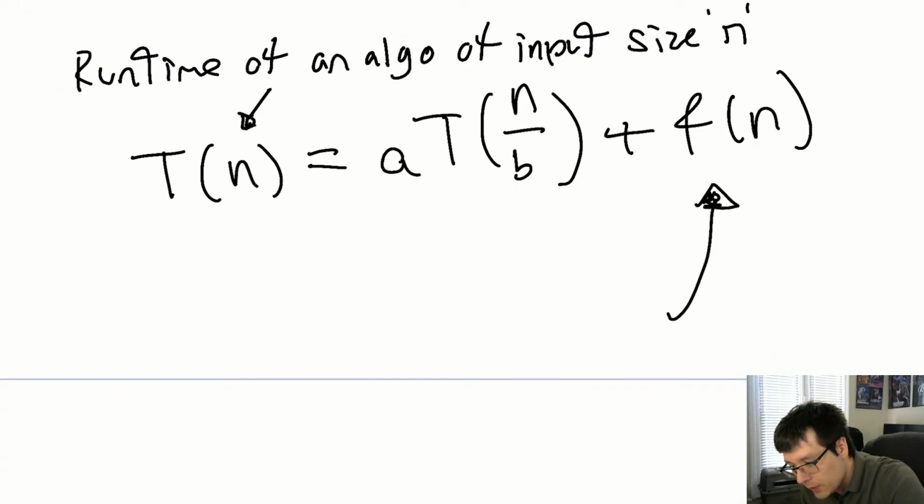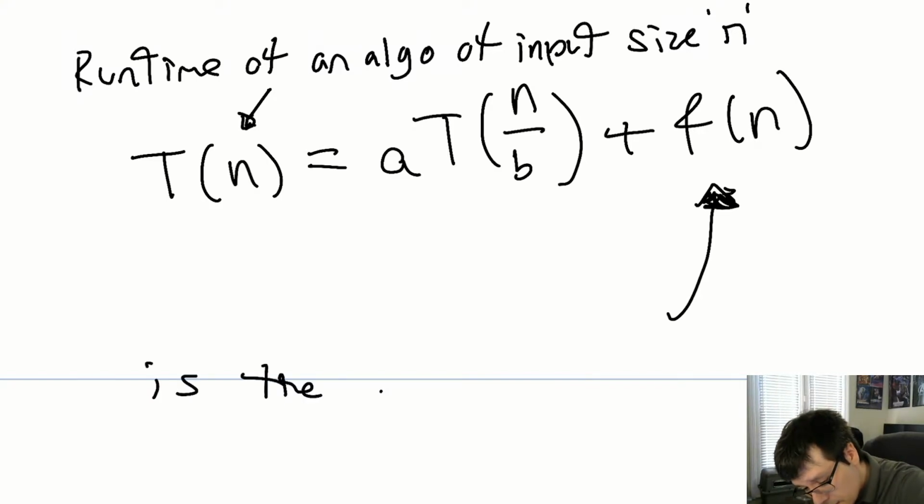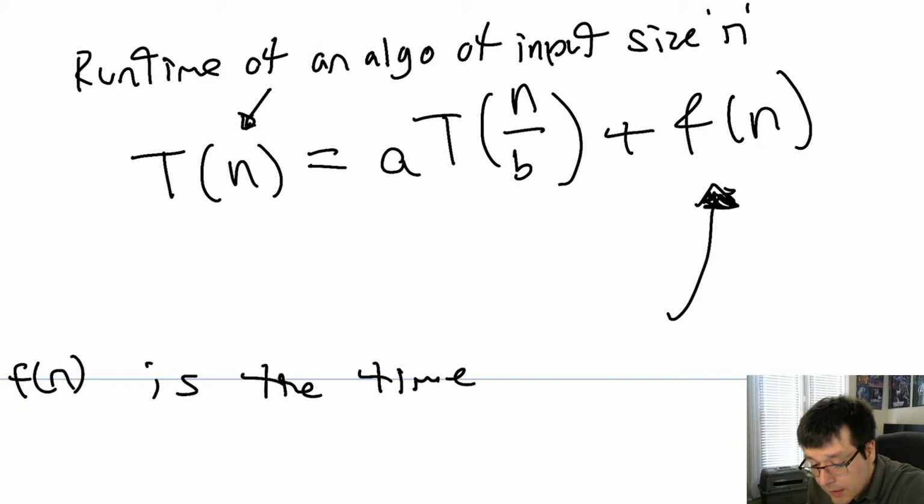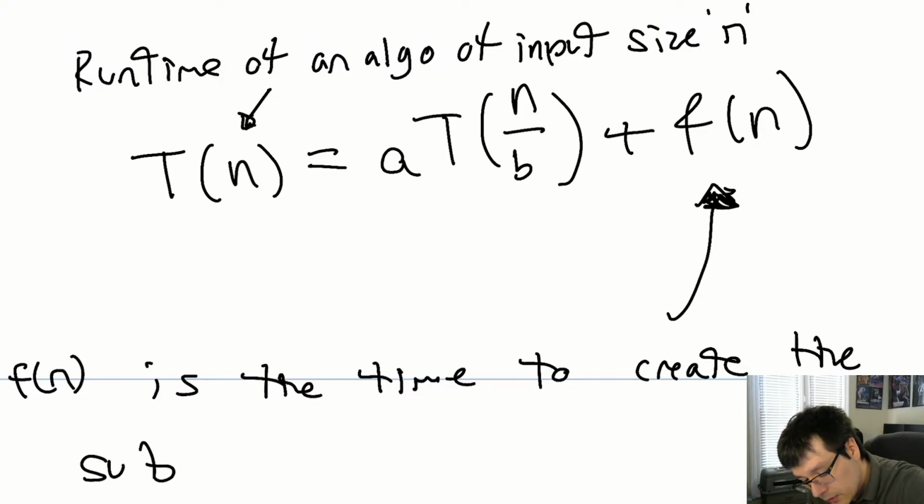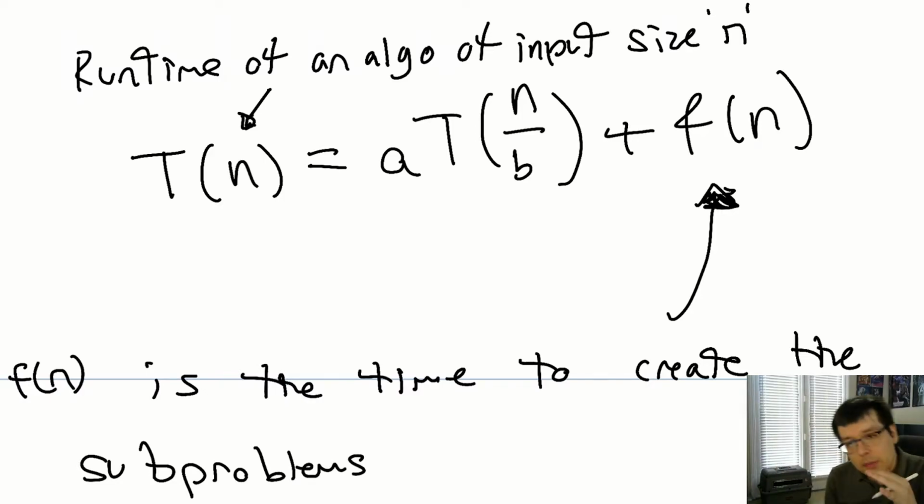This f of n over here is the time. So f of n is the time to create the subproblems. What do I mean by subproblems? Again, when you're trying to solve a large problem, you usually use recursion to approach it by solving smaller pieces of it or a subset of it, okay?